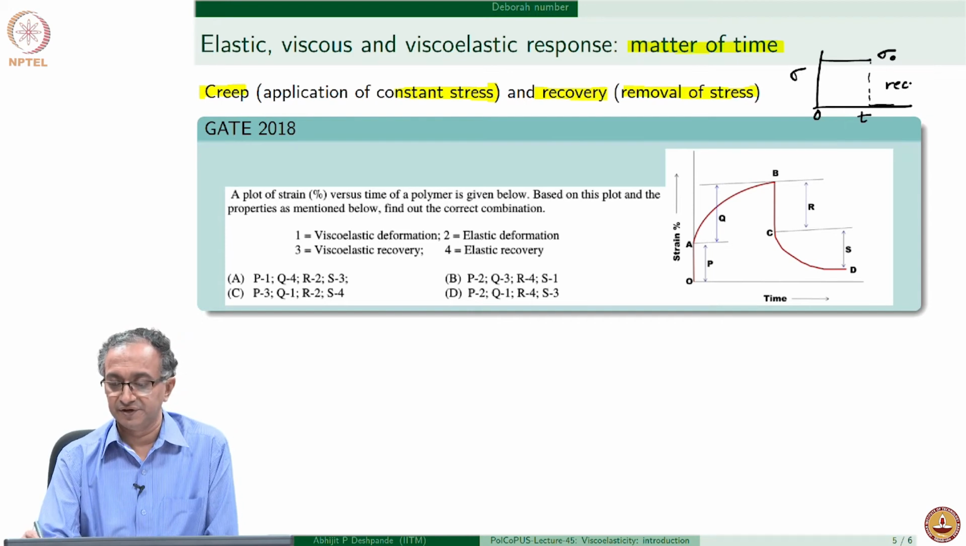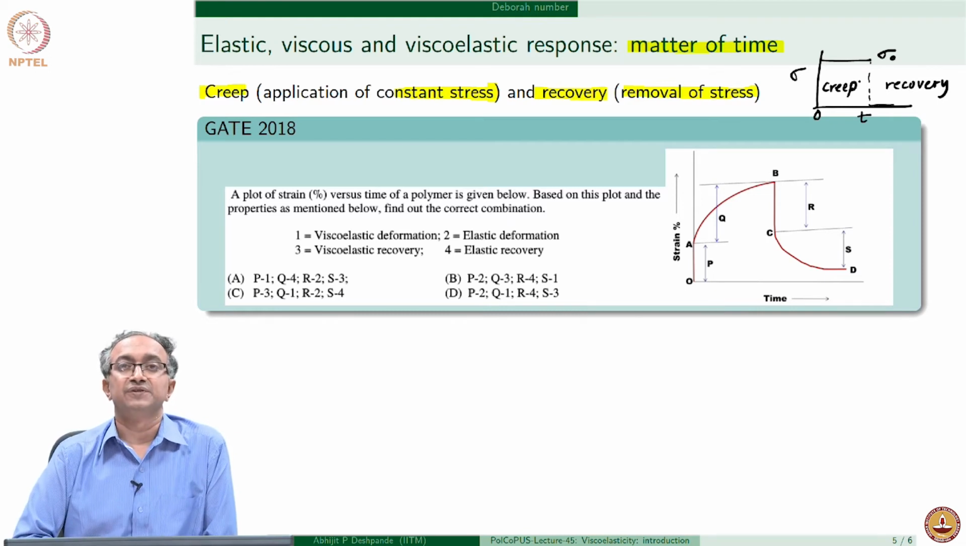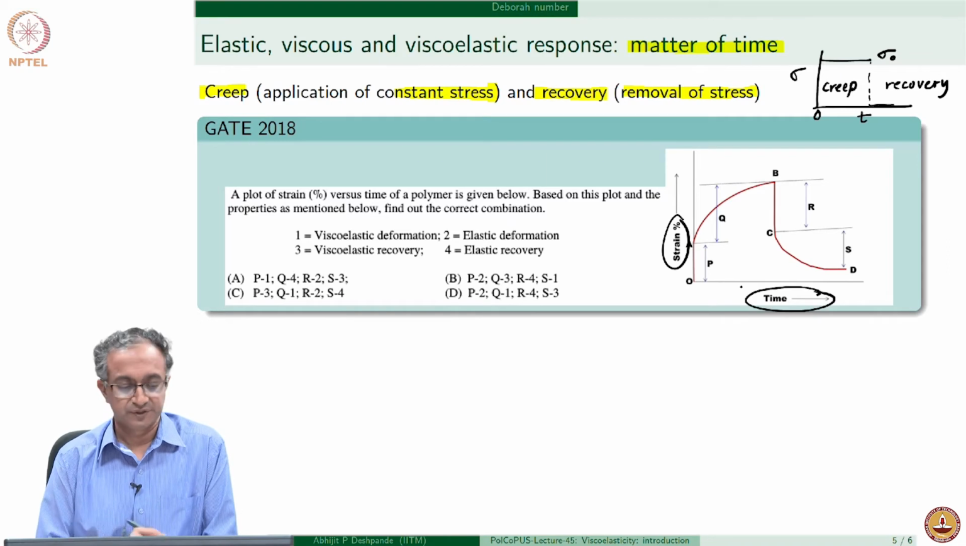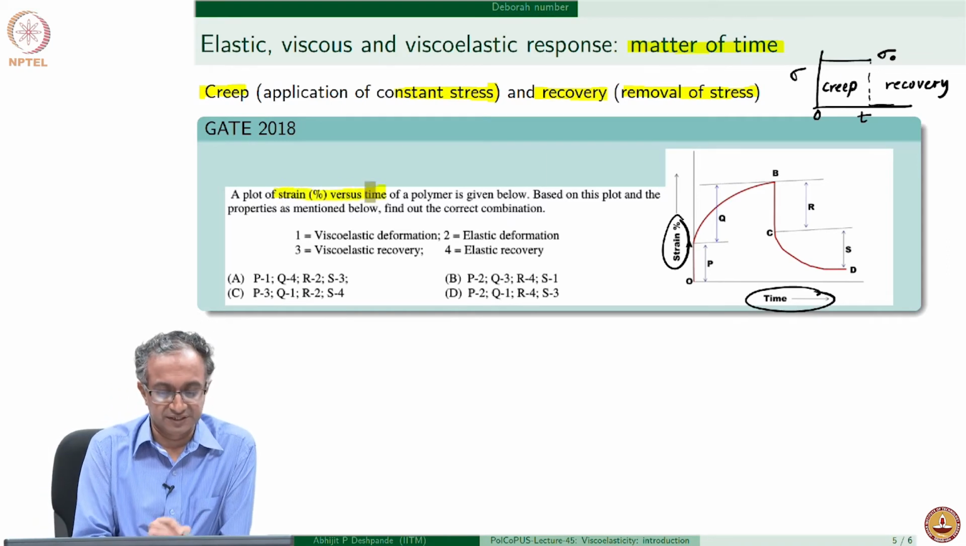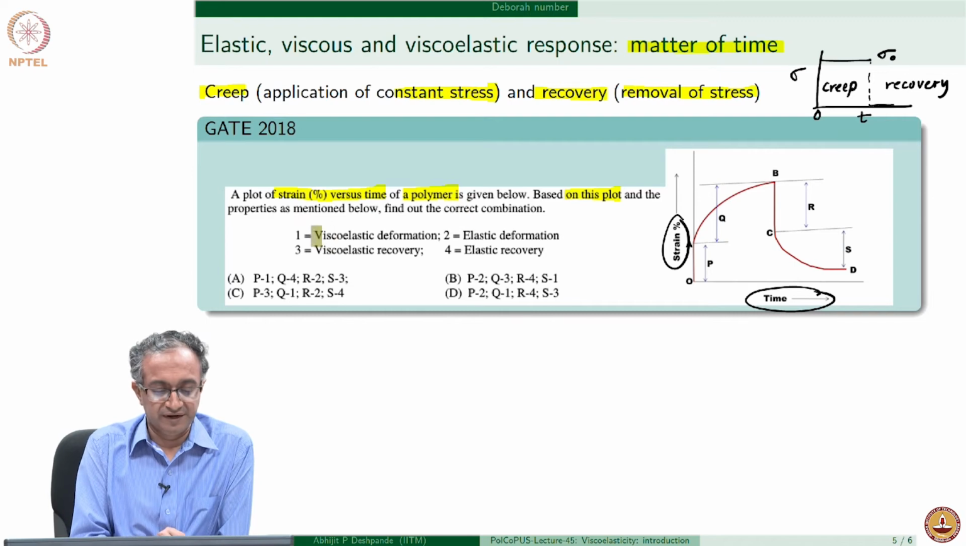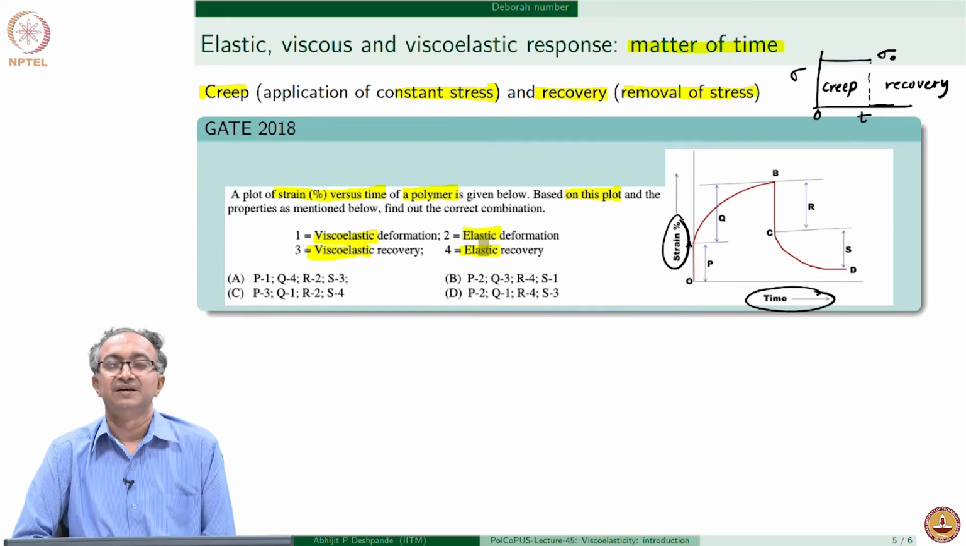So, this part of it is called recovery and this part of it is called creep. Because of the application of the stress, the material starts deforming, and so we measure strain as a function of time. So, this question is asked where a plot of strain versus time for a polymer is given, and based on this plot we have to find whether we have viscoelastic deformation happening, elastic deformation happening, and whether there is a recovery which is viscoelastic or a recovery which is elastic. What we need to think of is what would happen if we had a completely viscous material in this experiment, or a completely elastic material.